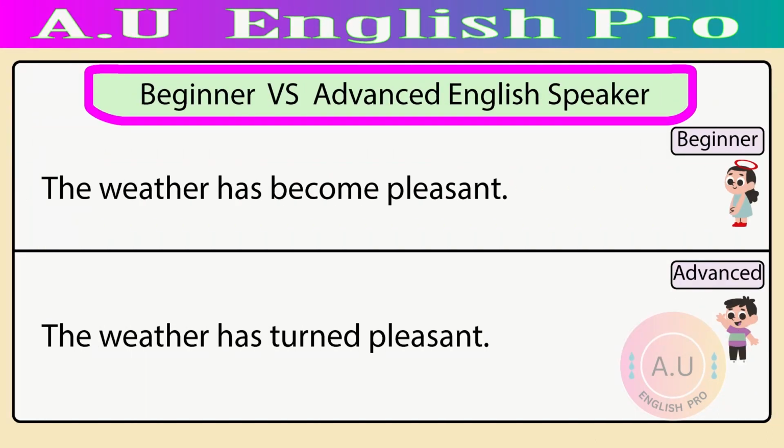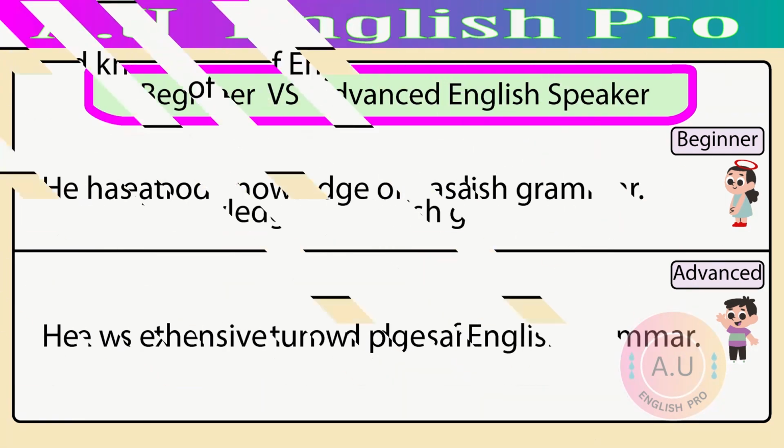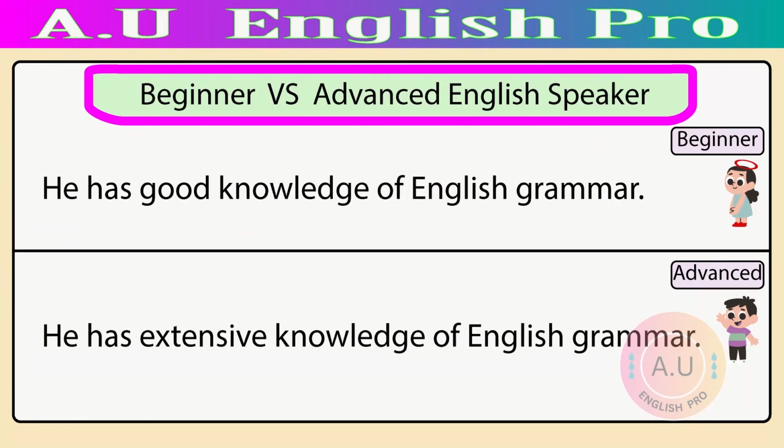Friends, our next sentence is, the weather has become pleasant. So if you want to sound like a native speaker, you also can say, the weather has turned pleasant. Friends, our next sentence is, he has good knowledge of English grammar. So instead of using this simple sentence, you also can say, he has extensive knowledge of English grammar.